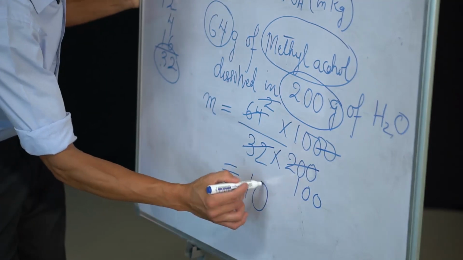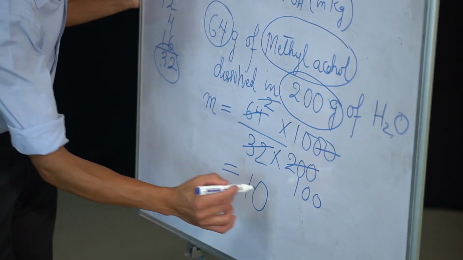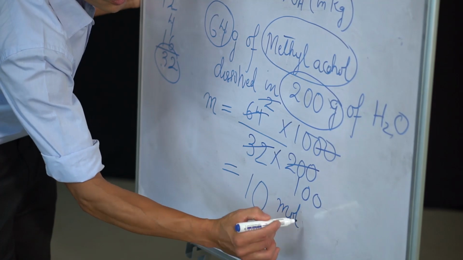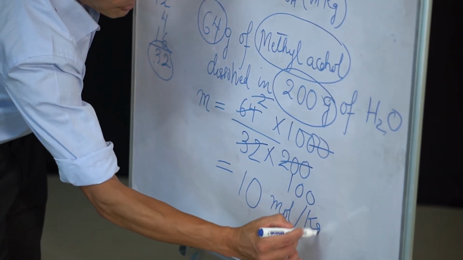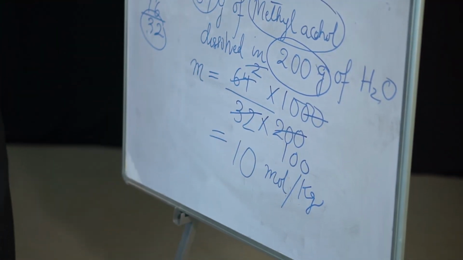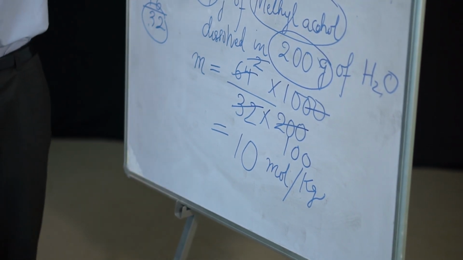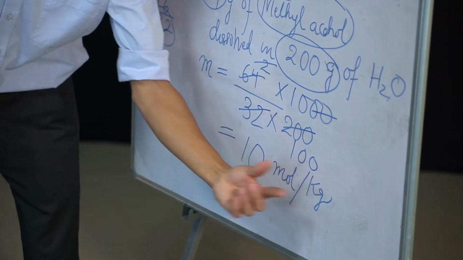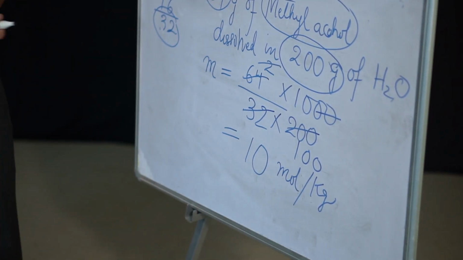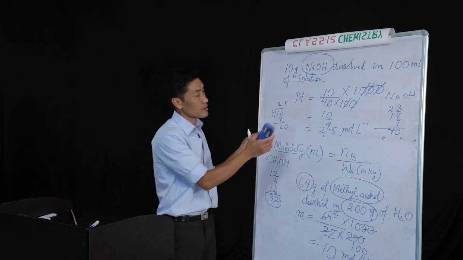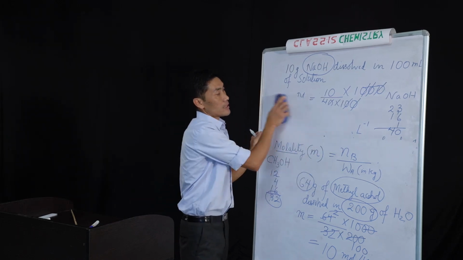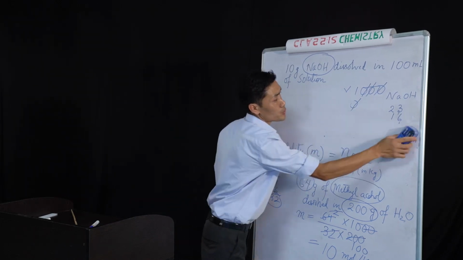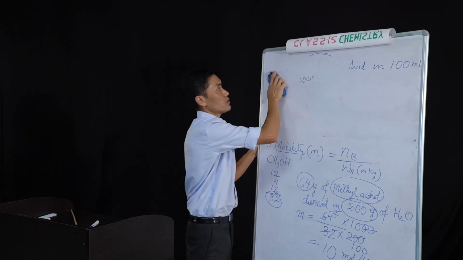Molality should be 10 moles per kilogram. In molarity, we express it in terms of moles per liter. In molality, we express in terms of moles per kilogram. Finally, we have the last method for expressing concentration of solution.